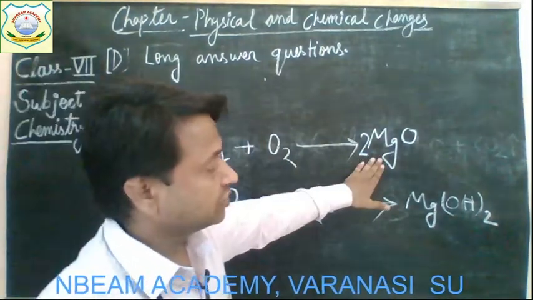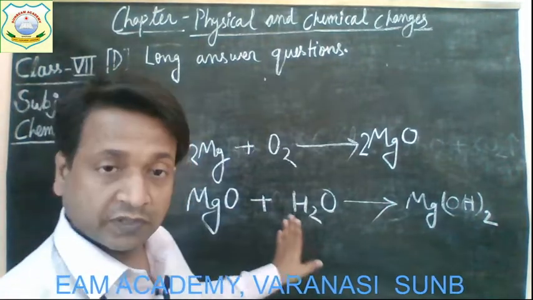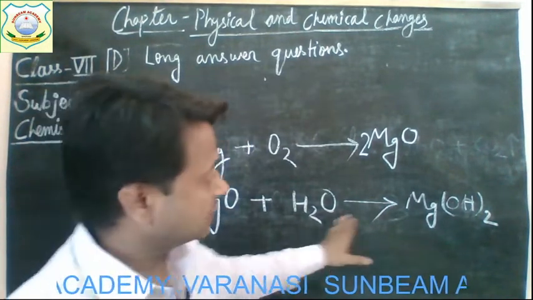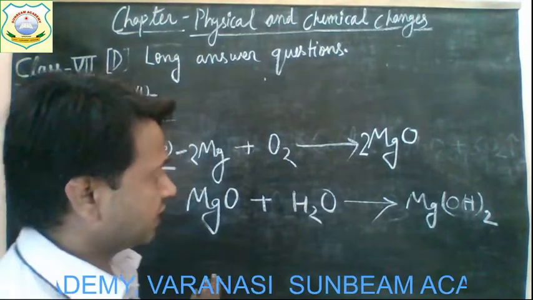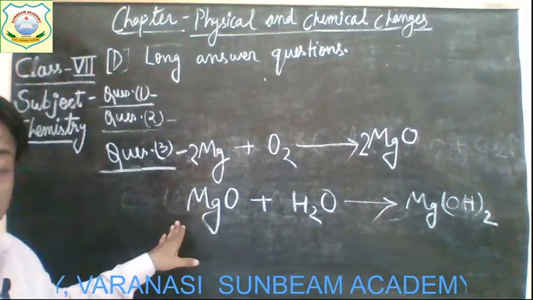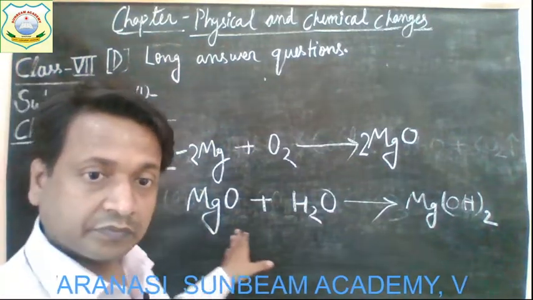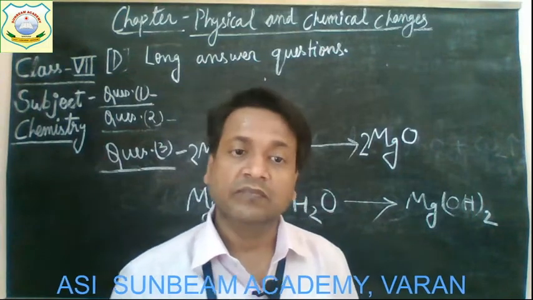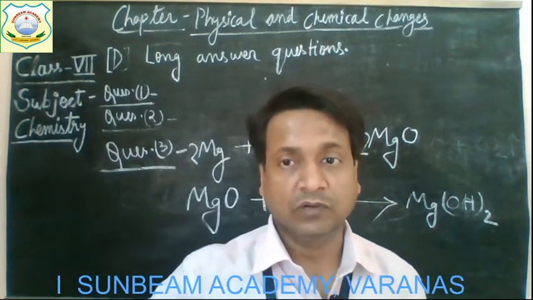Now, when this magnesium oxide mixed with water, it forms the solution, and that is magnesium hydroxide. Alright, children, is it understood? So, this is your answer number 3. Now, come to the answer number 4.